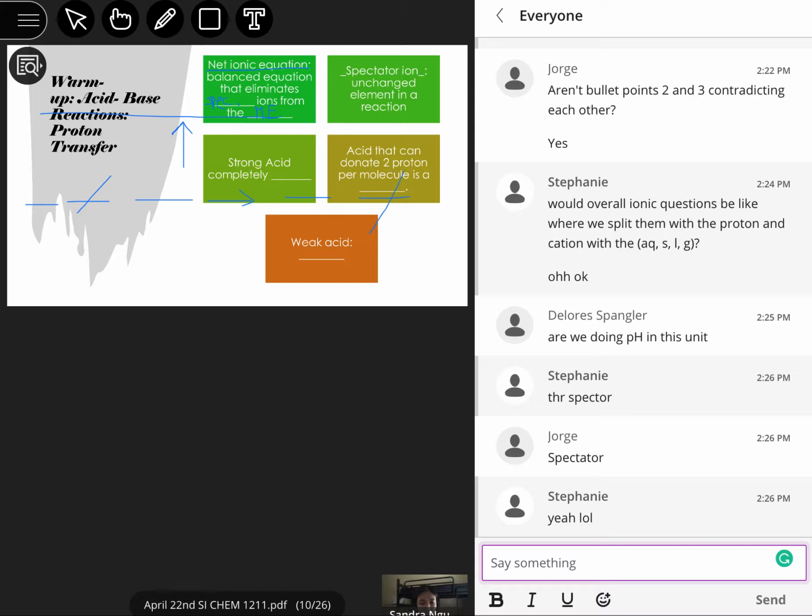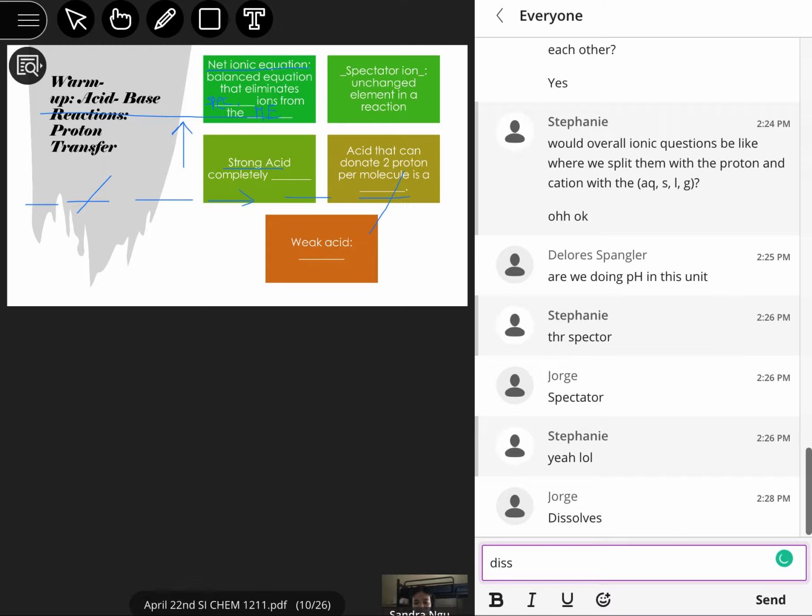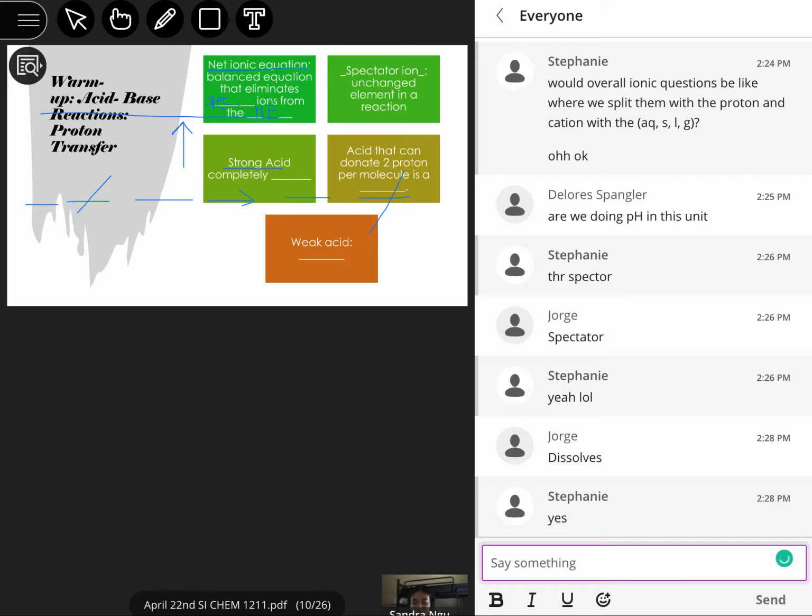So a strong acid completely what? What do we do with a strong acid? It completely blank. What does it do? Can anyone tell me? Dissolves, okay. Do we all agree with that? Jorge said dissolves. Yes, that's correct. Strong acids completely dissolve. And then weak acids, as you can imagine, they don't completely dissolve. Some of them don't even at all, and then it will be kind of like a non-electrolyte at that point. I even put the answer here, so I can't even do that one. But it's just a spectator, an unchanged element in a reaction.